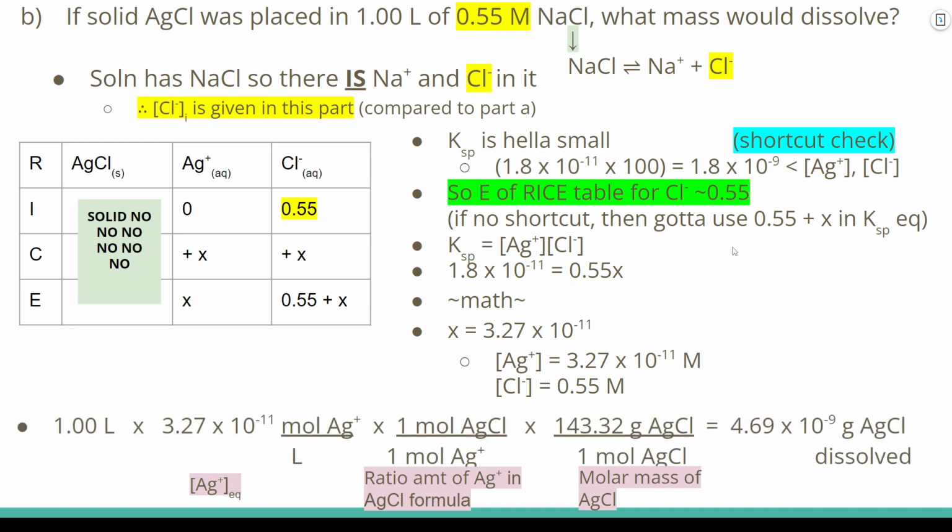Here is my stoich math, and I explained where each of these parts comes from down here in this purple highlight. So I have a liter of solution.